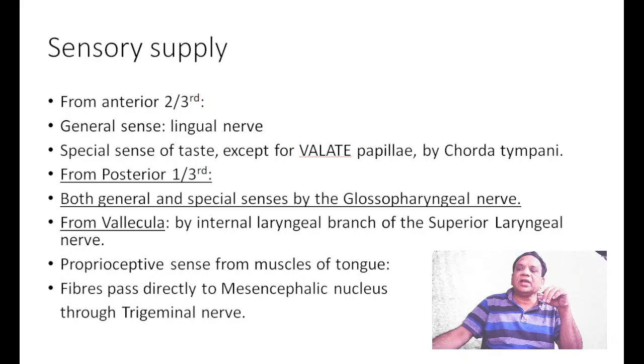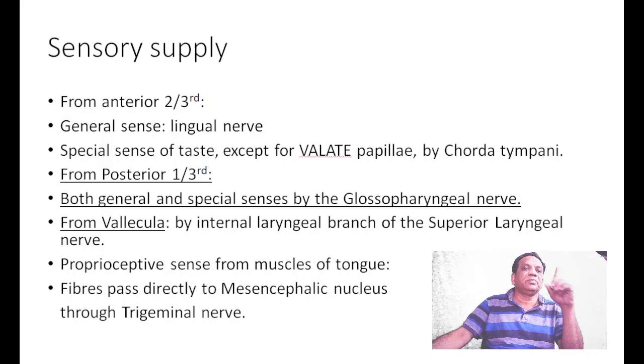The vallate papillae are innervated by the glossopharyngeal nerve, which carries the taste sensation. The vallecula is supplied by the internal laryngeal branch of the superior laryngeal nerve. These are the nerves which are connected to the tongue.